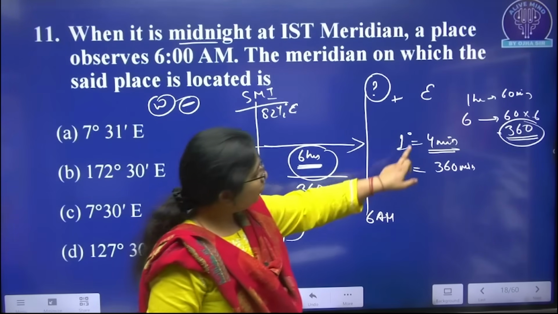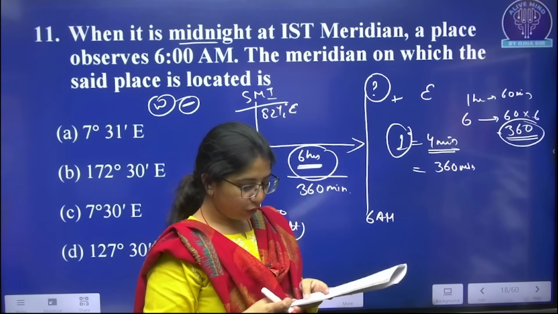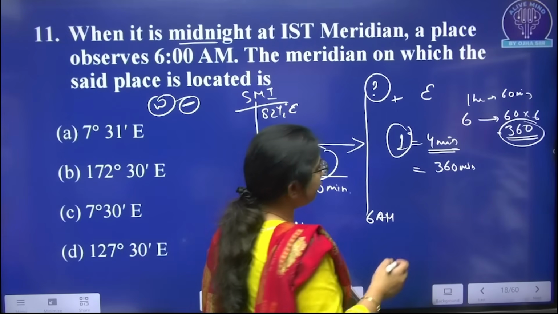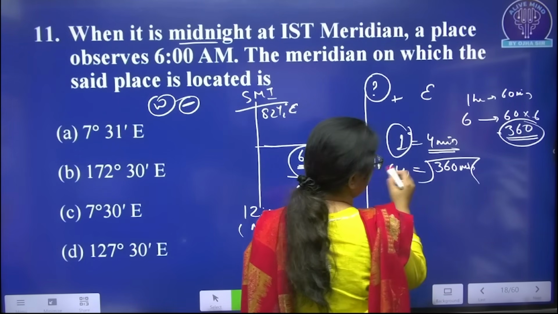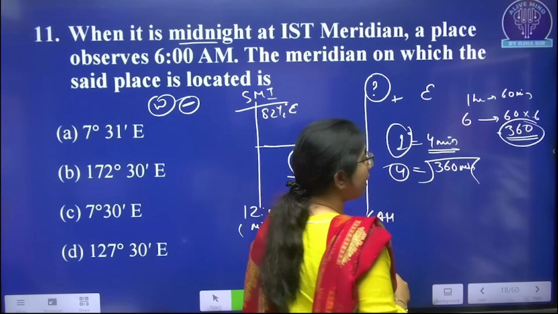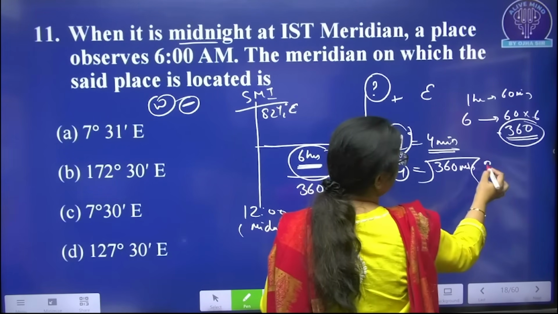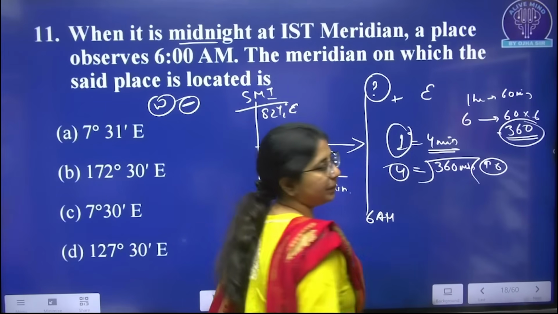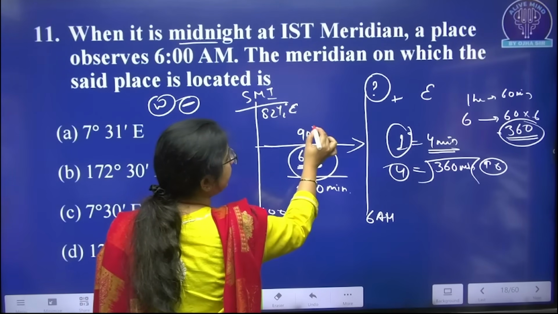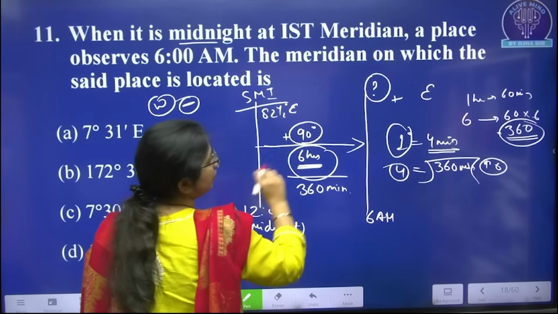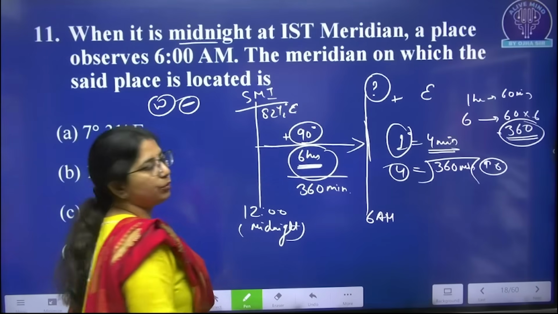What you need to do is find how many degrees. So now what will you do? You will divide this by 4. The answer will be 90, because 9 fours are 36, and then 0, so 90. That means you will travel 90 degrees plus to reach this degree of latitude.